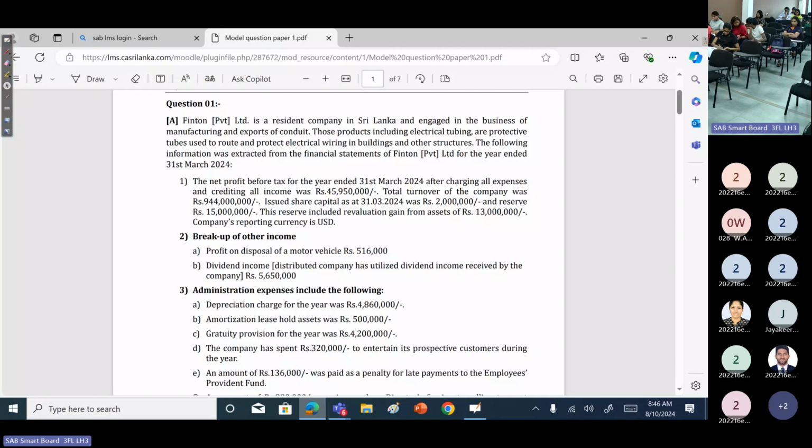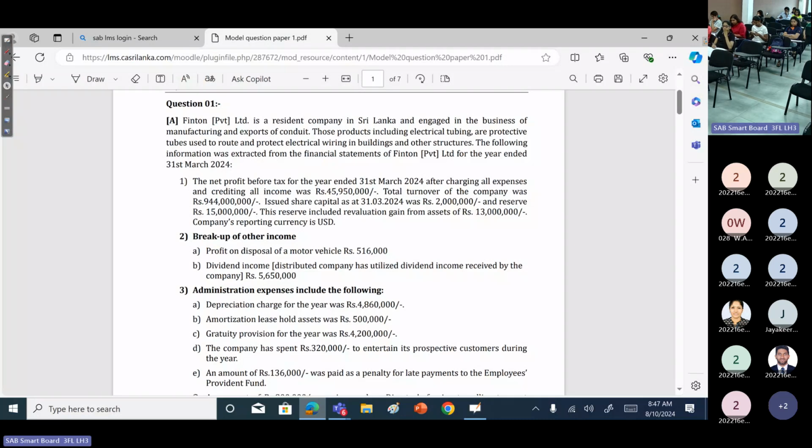So, Pinchon Private Limited is a resident company in Sri Lanka and engaged in the business of manufacturing and exports of some sort of product, right? Those products include electrical tubing and protective tubes used to route and protect electrical wiring in buildings and other structures. The following information was extracted from the financial statements of Pinchon Private Limited for the year ended 31st March 2024. So in the first para, they are giving us some sort of introduction of what they are doing. So you have to decide whether any expenditure relates to the income which is generated from business or not. That's the whole intention of the first para.